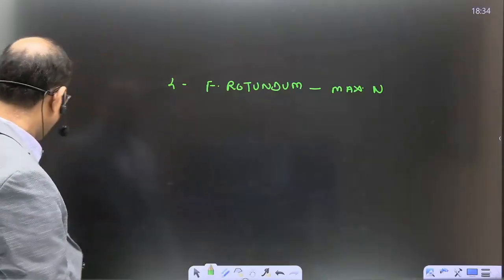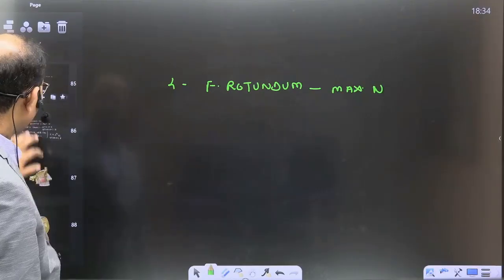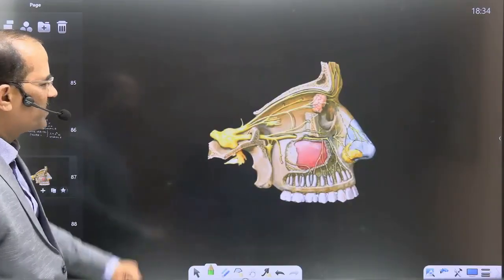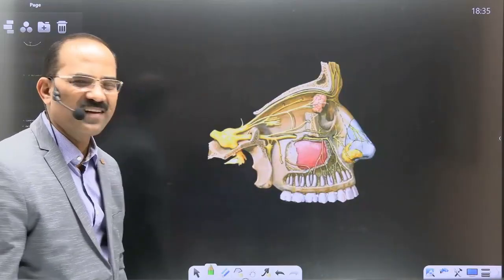I'll show you the slide. Just have a look at the slide. See if you can understand this. Look at this slide, a beautiful slide. What is this view, students? That's a section of the skull, correct?